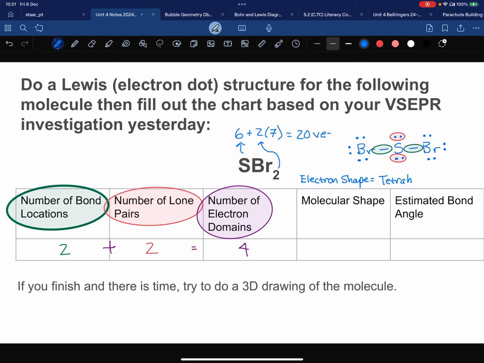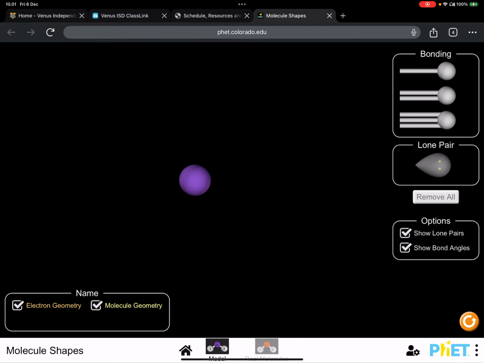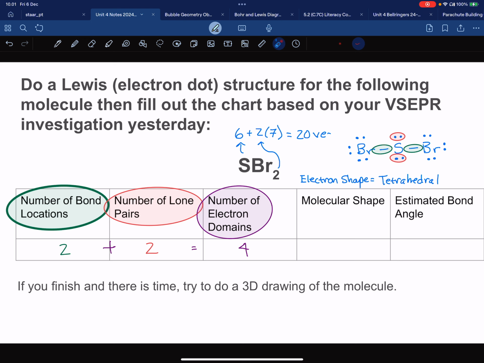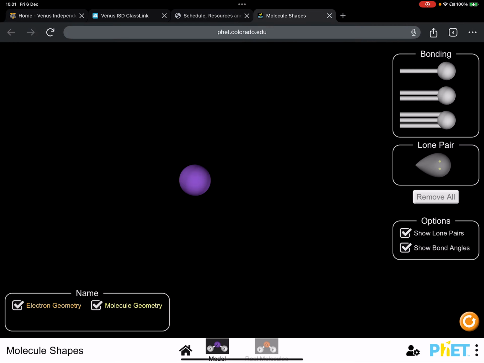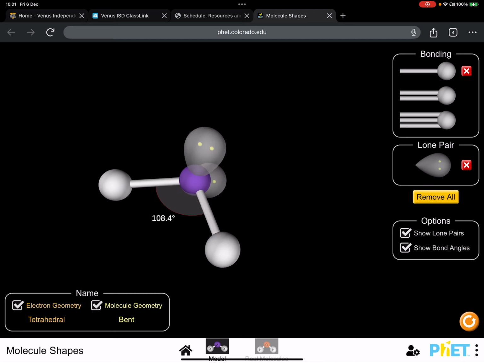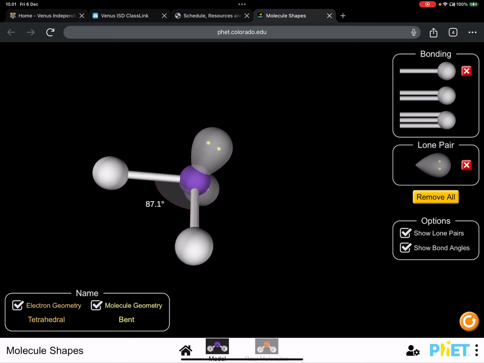But that is not the molecular shape, because remember, if you have lone pairs, it causes your molecular shape to be different. So let's go back to the simulation and have a look. So what did we have? We had 2 bonds and 2 lone pairs. So we're going to do that on the simulation. All right, 2 bonds, 2 lone pairs. All right, that is my molecule right there.